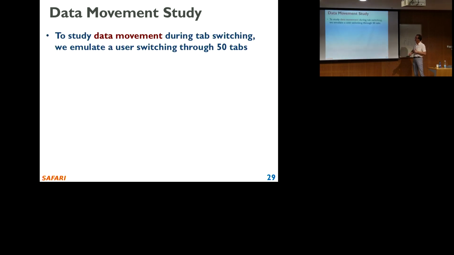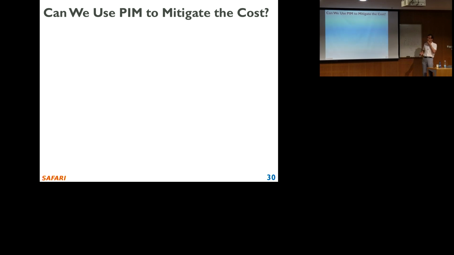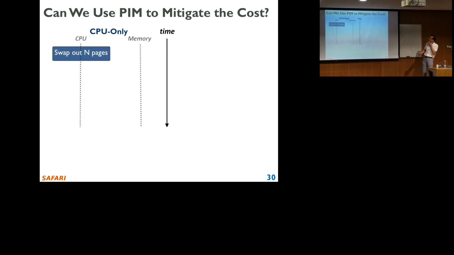So we did the study. During tab switching, we emulated the user switching through 50 tabs. And we basically looked at the energy consumption. It turns out compression and decompression themselves contribute to about 18% of the total system energy. There are other things that are analyzed in the paper. And a lot of data moves between the CPU and this compressed part of the main memory. So we wanted to answer this question: can we use PIM to mitigate this cost?